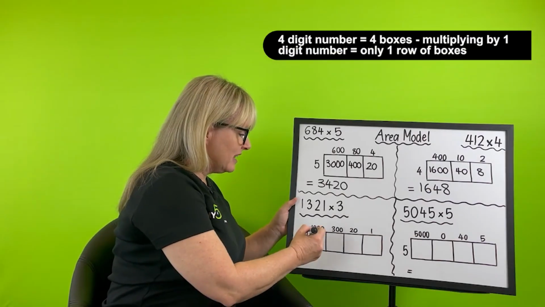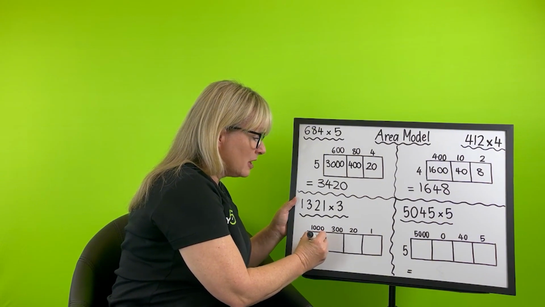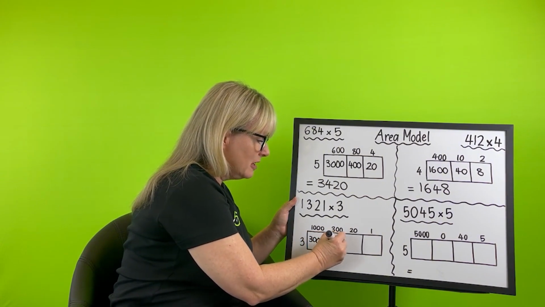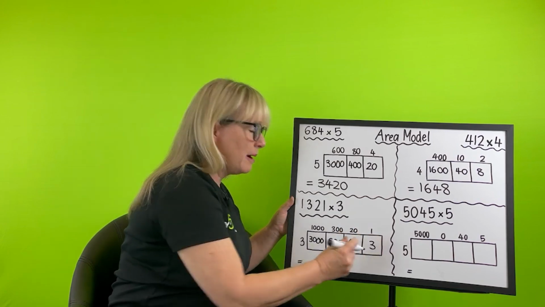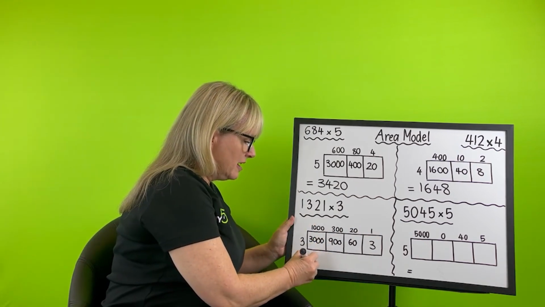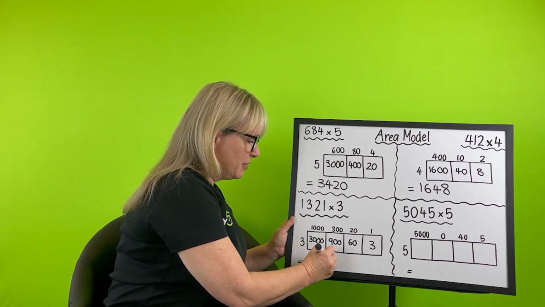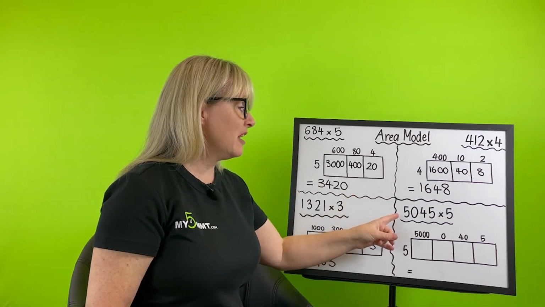So I start calculating. I say 3 times 1,000 is 3,000. 3 times 300 is 900. 3 times 20 is 60, and 3 times 1 is 3, and I put it back together. I say 3,963.